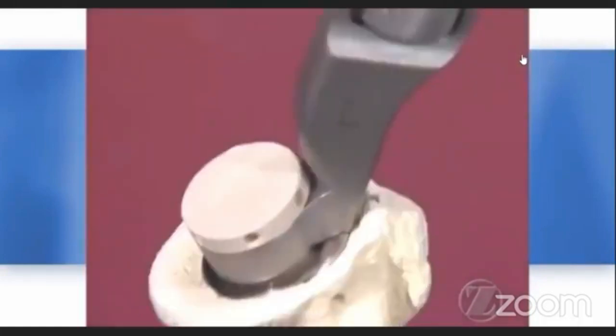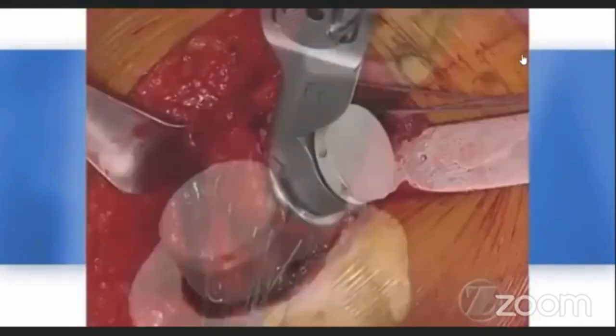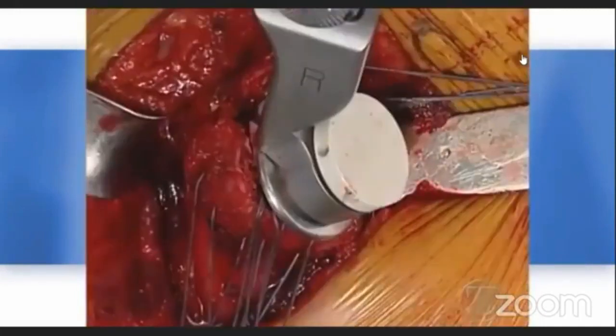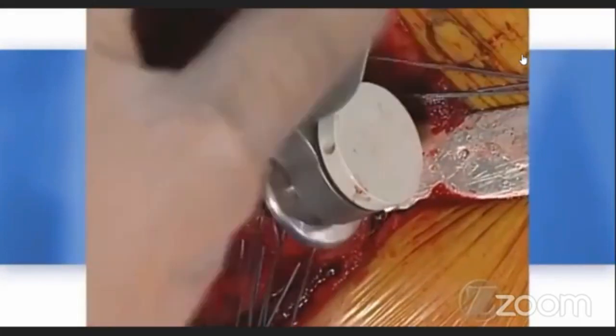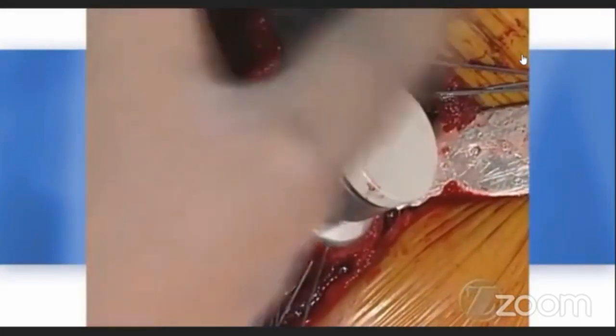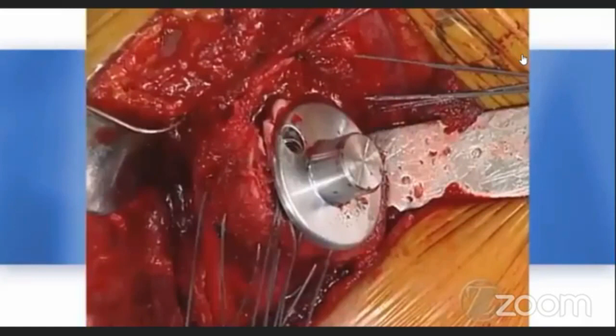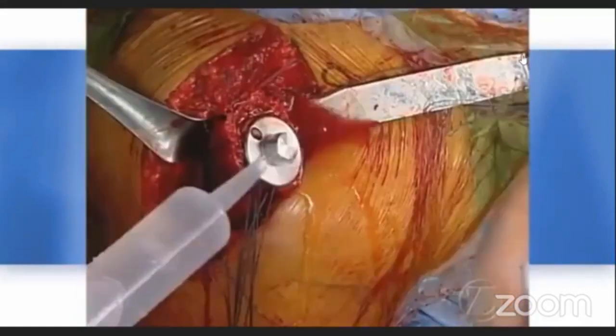and impact the component with a few light taps of the mallet. Be sure that the collar of the component is seated flush on the cut surface of the humerus. Remove the inserter extractor. When the cement has hardened, thoroughly clean the neck of the humeral stem.